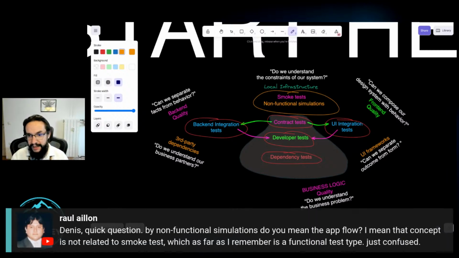Raul, yes, I haven't explained it yet. Quick question: by non-functional simulations, do you mean the app flow? I mean, that concept is not related to smoke tests, which as far as I remember is a functional test type, just confused. No, I would say, for example, a non-functional simulation might be, I will do 1,000 requests on my homepage, and I expect 999 of them to return 200, or one of the cached states.